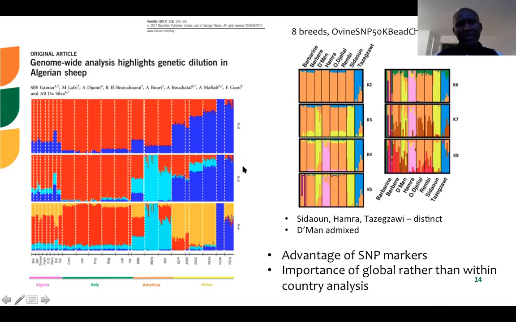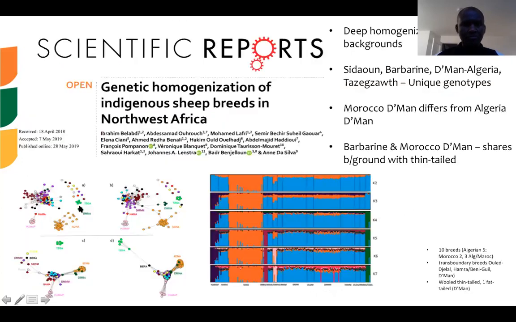And from this study, we can say that the 2 most important lessons we learned is that there's a clear advantage of using SNP genotype markers, because they can be incorporated into a global database. And the second lesson is the importance of incorporating your data set into a global database and doing a structure analysis, because it gives you a better picture of the genetic structure and composition of the breeds found within a given country.